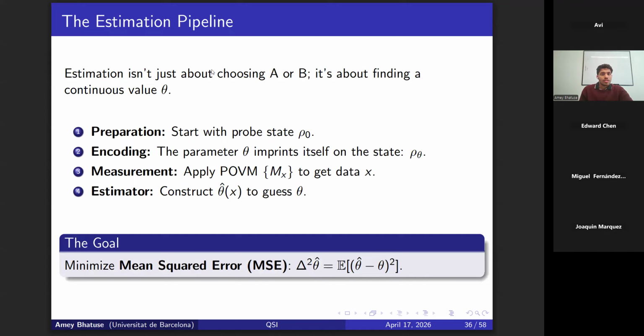So the estimation pipeline is like this. We prepare some state, rho zero, based on theta. Then you apply the measurement, say your measurement set, to get some data, and you construct the estimator. And then you want to check how close you are. For that, you use the mean square error between the estimator and your true parameter.